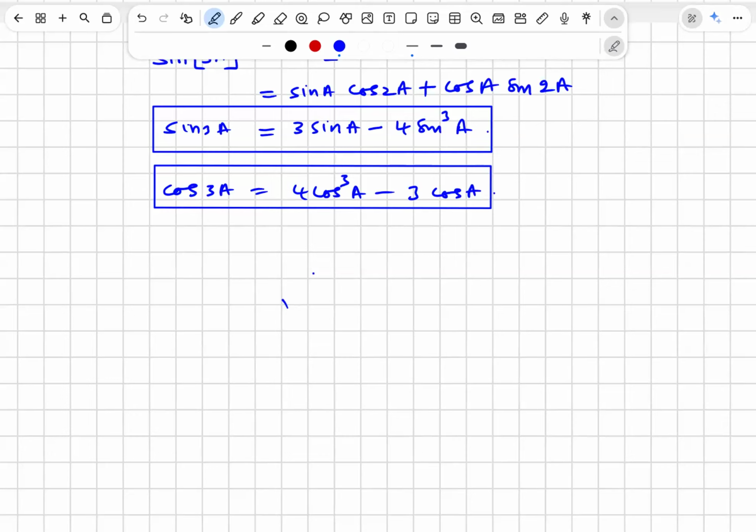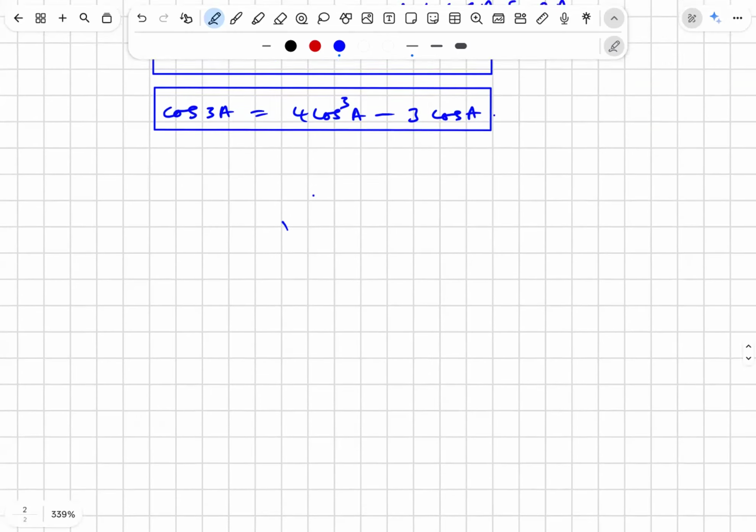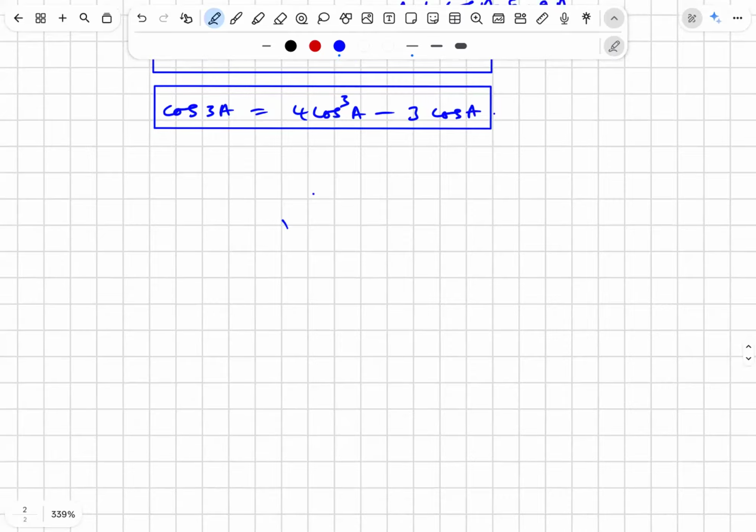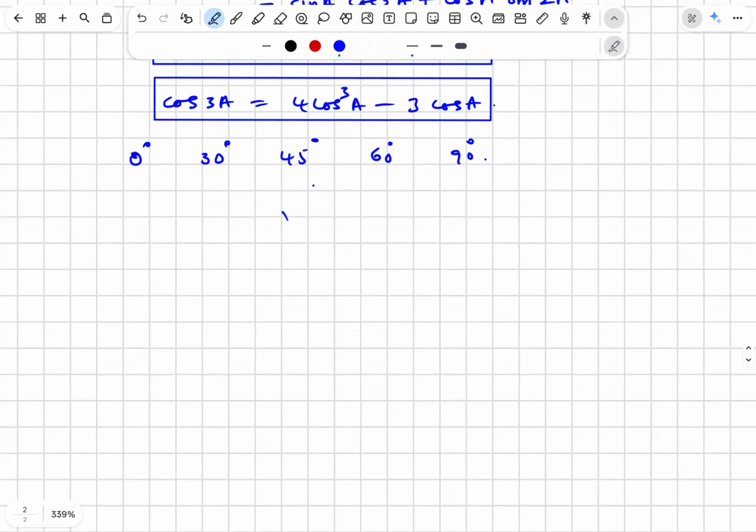One more important point that I would like to deal with is zero degrees, 30 degrees, 45 degrees, 60 degrees, and 90 degrees. Special angles. Right. So, I know in school you would have memorized this like anything.